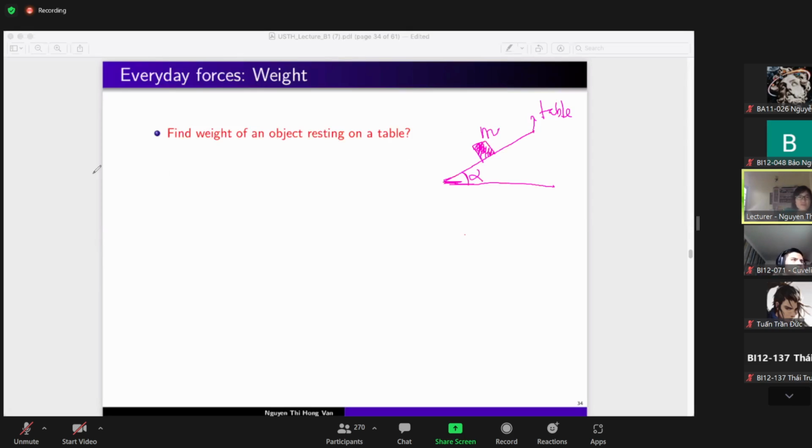If you remember, for the case where the table is horizontal like this, I already found the weight is mg, okay? How about this case? Who can answer?